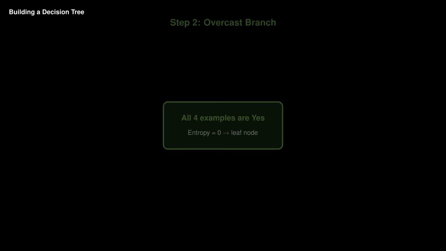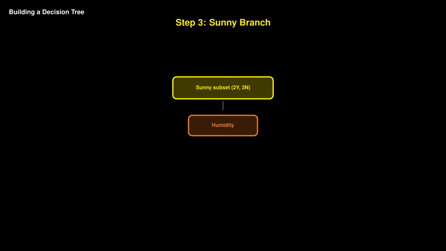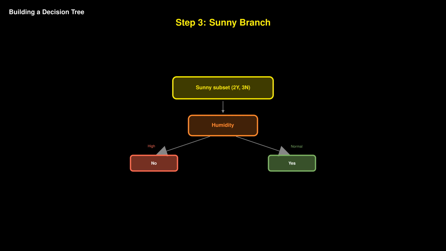Done. The Sunny branch has 5 examples, 2 yes and 3 no, not pure. So we need to split again. We recalculate information gain on just the Sunny subset. Only 3 features remain: temperature, humidity, and wind. Humidity gives the highest gain. When humidity is high, all 3 examples are no. When humidity is normal, both examples are yes. Both children are pure. They become leaf nodes. The Sunny branch is fully resolved.